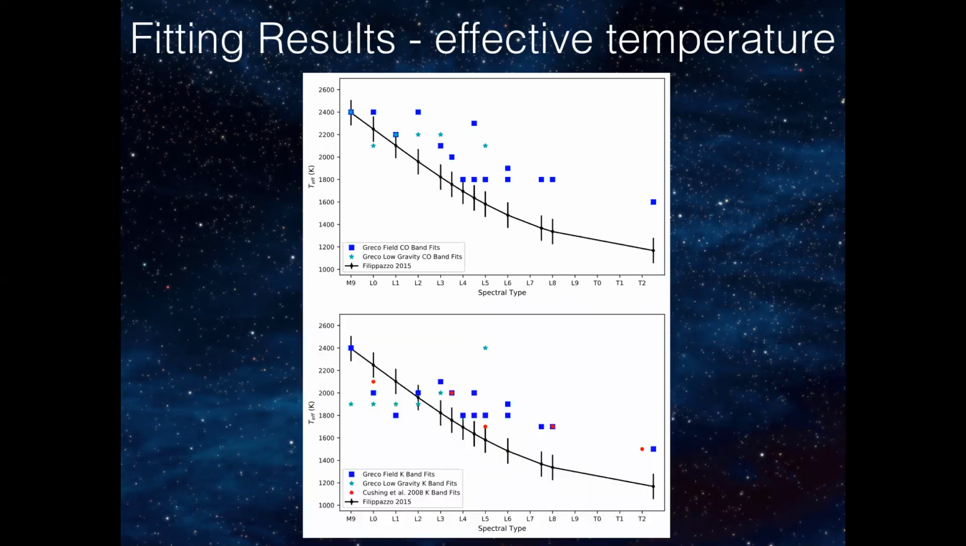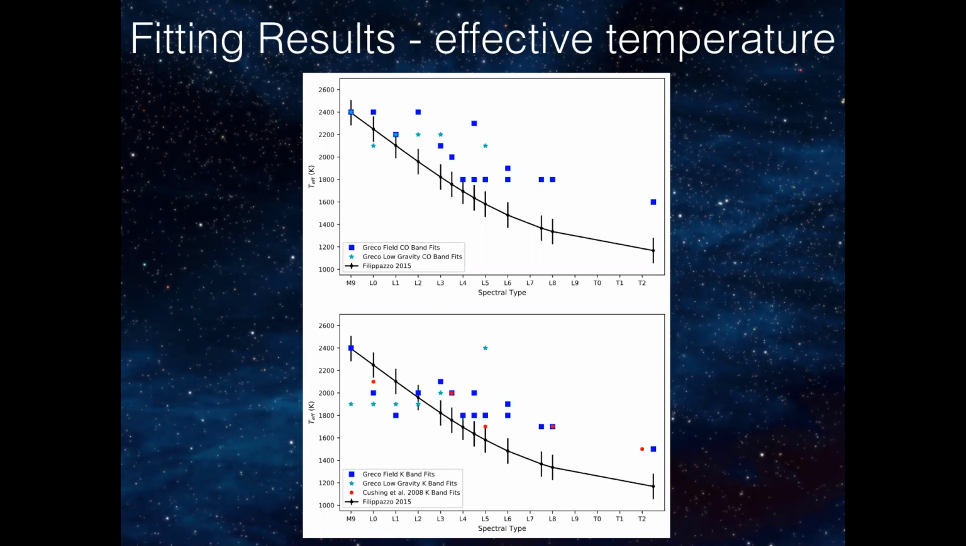The bottom panel of this figure is the same as the top, except these are now the K-band fits, and I have added an additional set of red data points from work done by Cushing et al. in 2008, using the same models and low resolution spectra. We wanted to compare our results to theirs to see how they were similar or different.